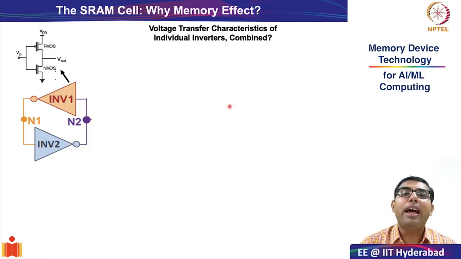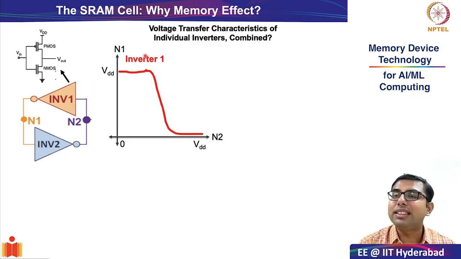We have memory effect in SRAM cells because of these cross-coupled inverters. Today, we will deepen our understanding of the same. To do that, we will look at the VTC characteristics of these two individual inverters and then combine them. So what is VTC? It stands for voltage transfer characteristics. Voltage transfer characteristics is the terminology that we use to indicate how the output of the inverter changes with the input. So first, let's consider inverter 1.